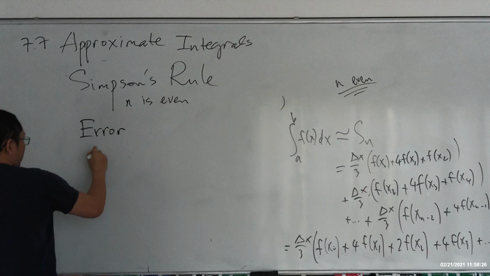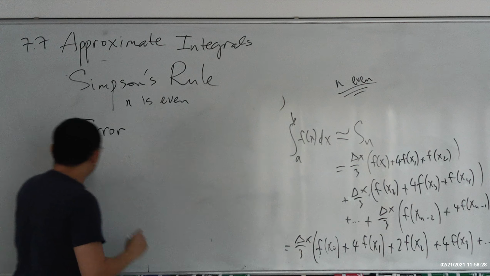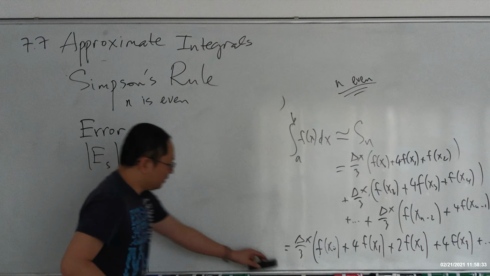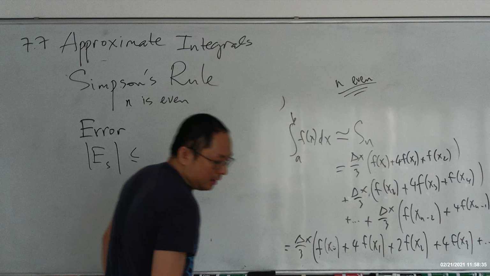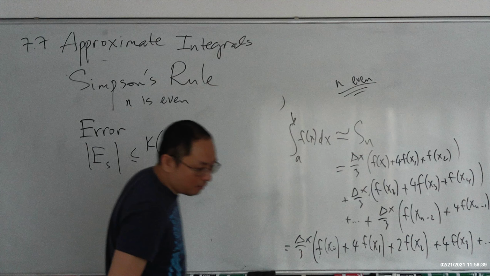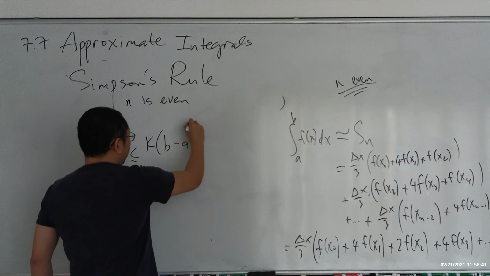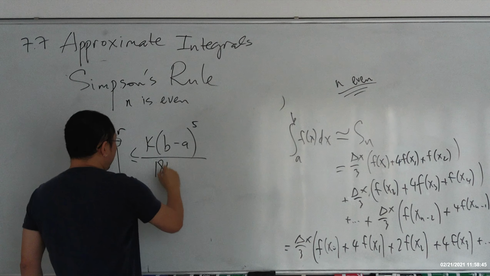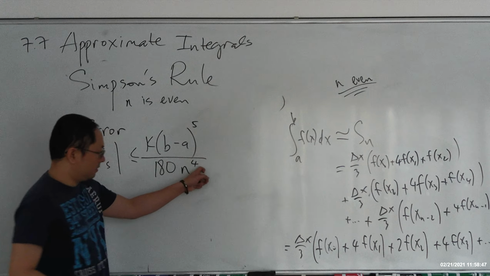The error for the Simpson rule: error of the Simpson rule is less than or equal to k times (b minus a) raised to the power of five, all over 180 n to the 4. You see, this is the key.